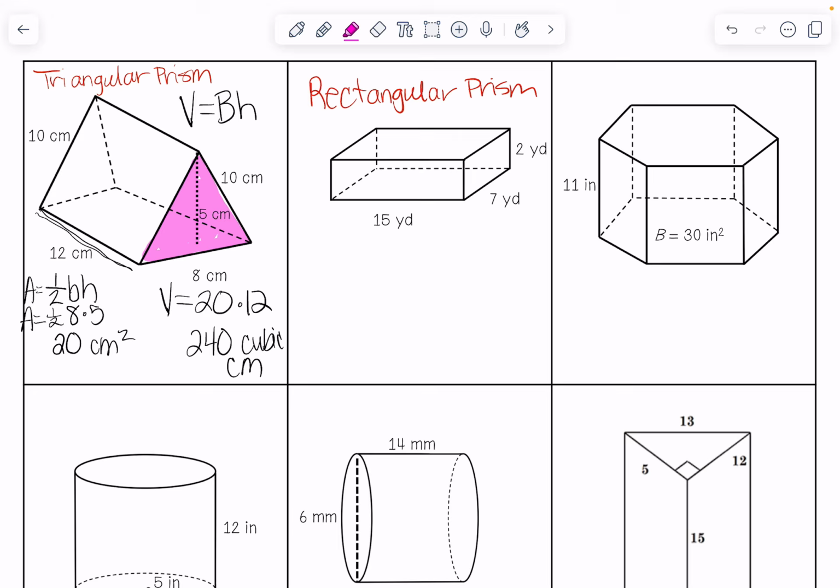So here, I'm going to think of this rectangle as my base. To figure out the area of the base, I would do my length times my width. So 15 times 7 gives me 105 square yards, because that was area. Now to figure out the volume, I need the area of the base times the height of the prism. The area of the base is 105, the height of the prism is 2, and so when I multiply, I'm going to get 210 cubic yards.